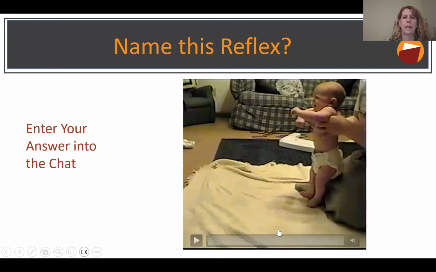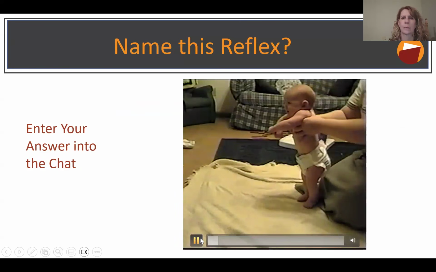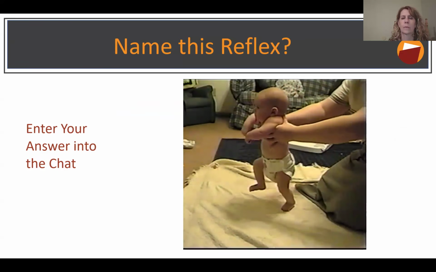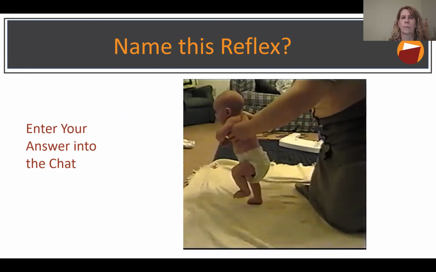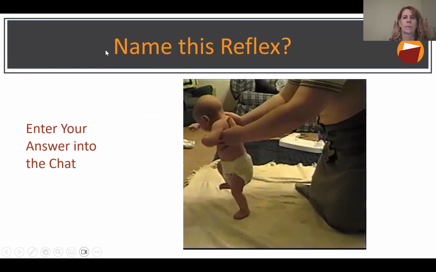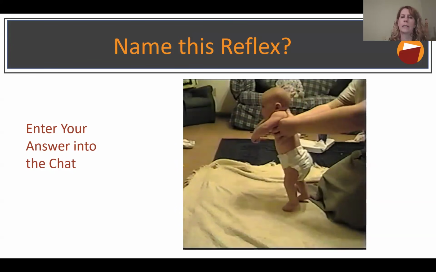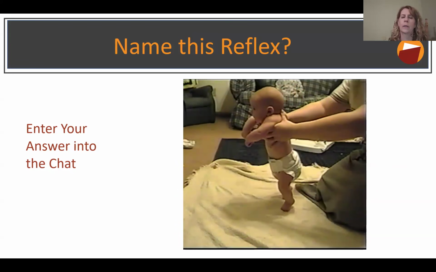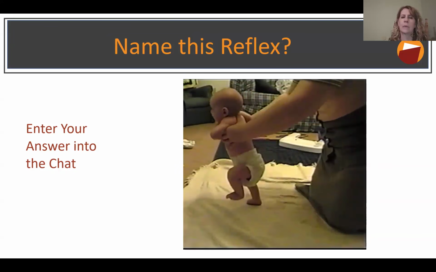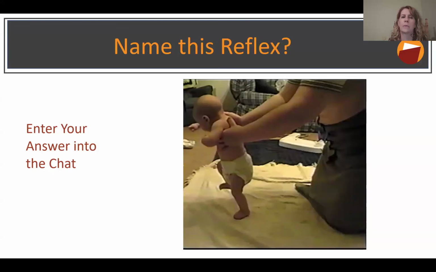All right, you ready? Name the reflex. Okay. Yep. Good job. This is our stepping reflex. I'm going to do the video again. So you put them on their feet and lean them forward. Okay. So we might see that positive standing or primitive standing reaction, but then as we lean them forward, they might start stepping.